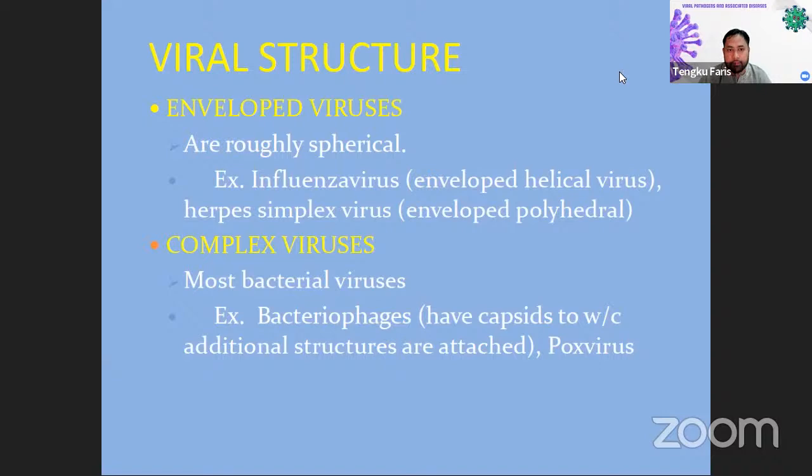If you look again at the viral structure, the envelope viruses are roughly spherical, like influenza virus. I think SARS-CoV-2 also lies in this group. We call it an envelope virus. We have herpes simplex virus, which is HSV. You can see that influenza virus is an envelope helical virus, whereas HSV is an envelope polyhedral virus. Helical and polyhedral are different.